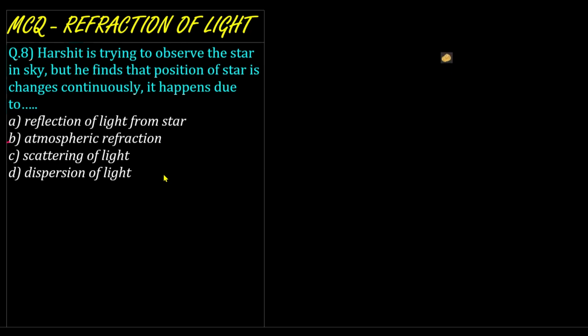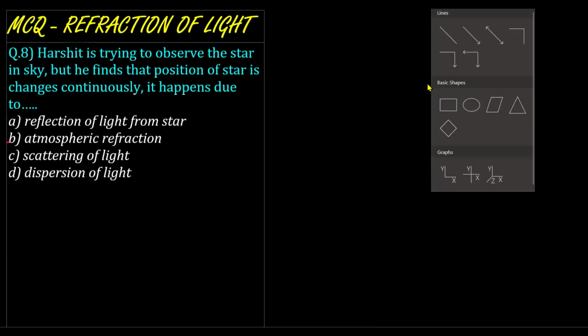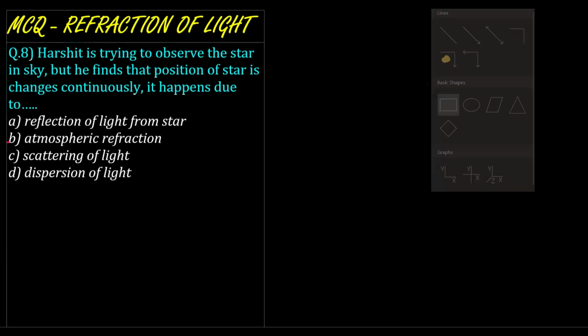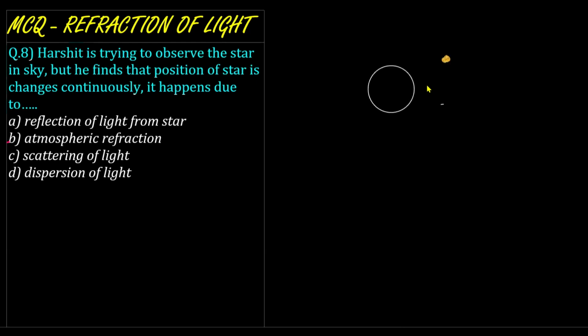It's not the other thing, the change in position of the star due to the change in season, right? So what you should know is that as the ray of light enters the earth's atmosphere, let's say I took this as our earth, and let's say this is the air surrounding the earth.